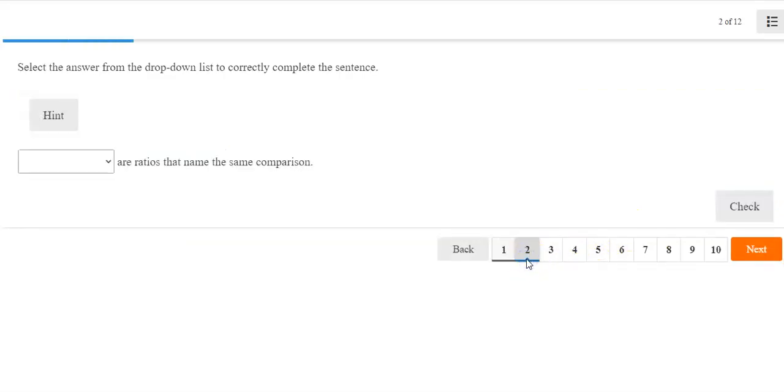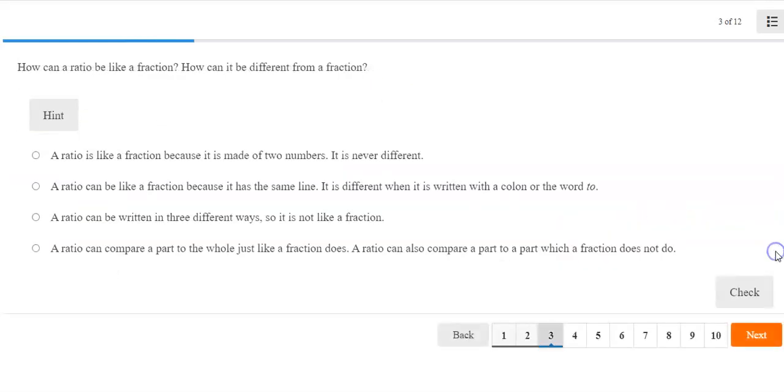Number 2, blank are ratios that name the same comparison. Equivalent ratio. How can a ratio be like a fraction? Because a ratio can compare a part to the whole just like a fraction does. A ratio can also compare a part to a part, which a fraction does not do.